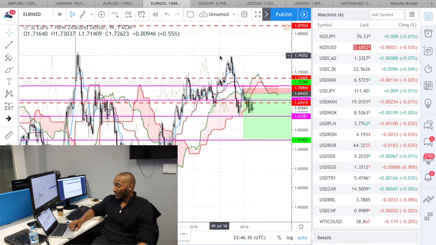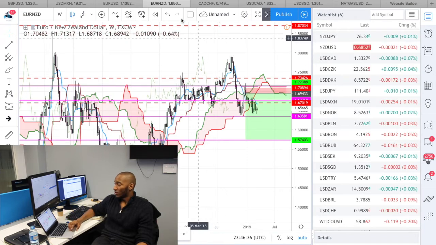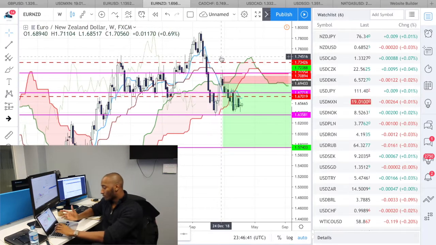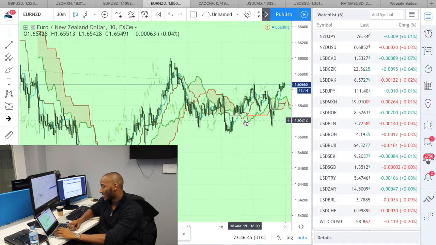EUR NZD, very similar to EUR USD. That reason being because they both have the same base currency. So we can expect to see the same sort of thing, and that is what we can see.